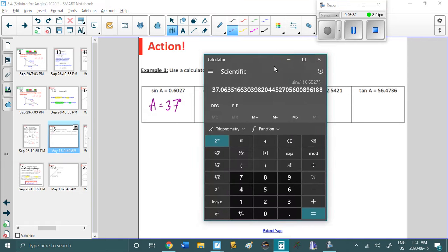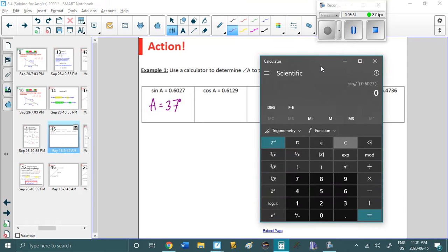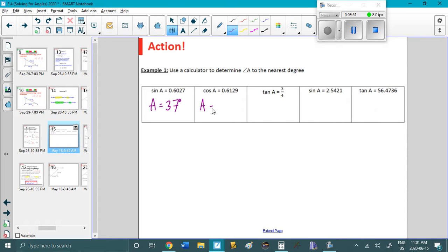I'm going to do one more, and then I want you to try the other one. Well, I'll do two more. So cos A equals this, so 0.6129. And instead of hitting cos, we have to do second cos, and we get 52 degrees. So A is approximately 52 degrees.